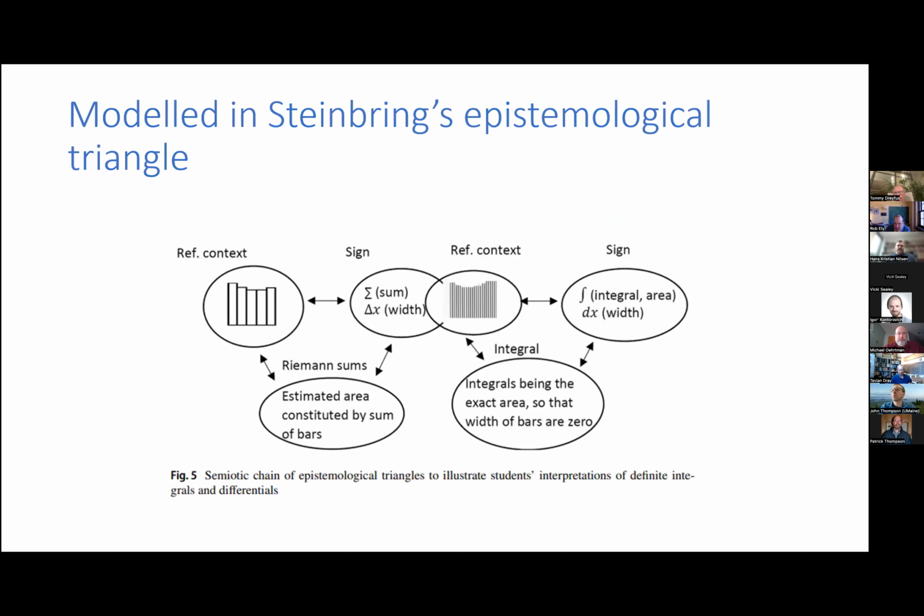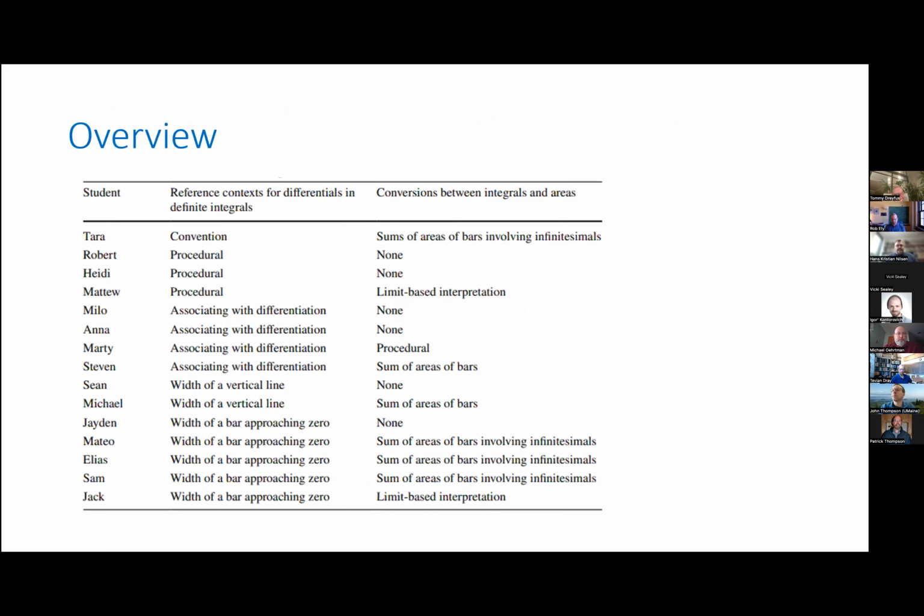But I will just briefly show you how we use Steinbring's epistemological triangle to see something about how they developed their reasoning. It was based in the sum of bars, and then these sums became the reference context for these bars being infinitely small. And then a lot of students got problems because what happens when they have no width anymore? They didn't separate between approaching zero and becoming zero, or some didn't. And that was a difficulty for some of the students.